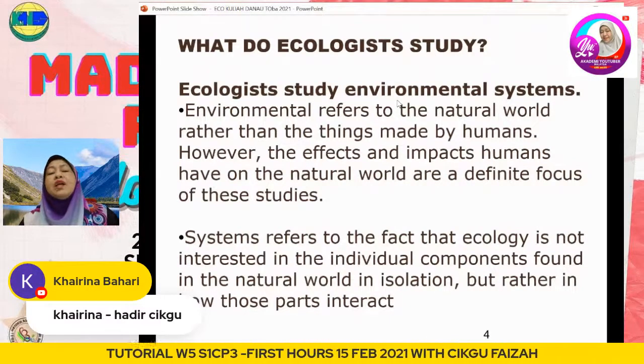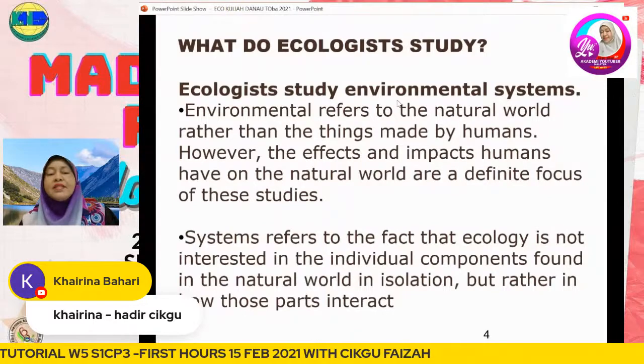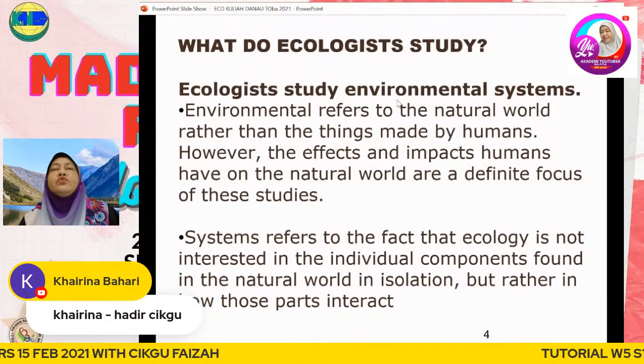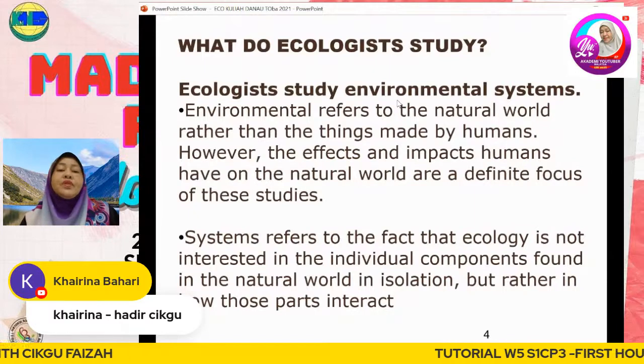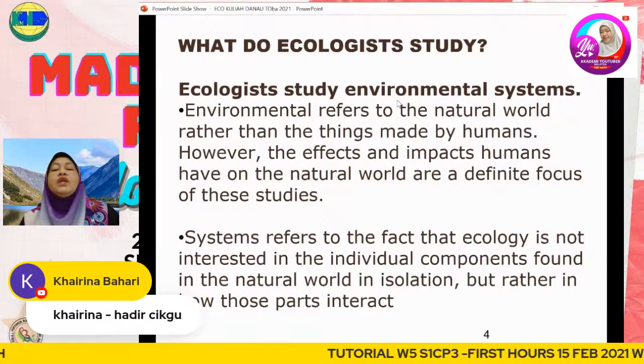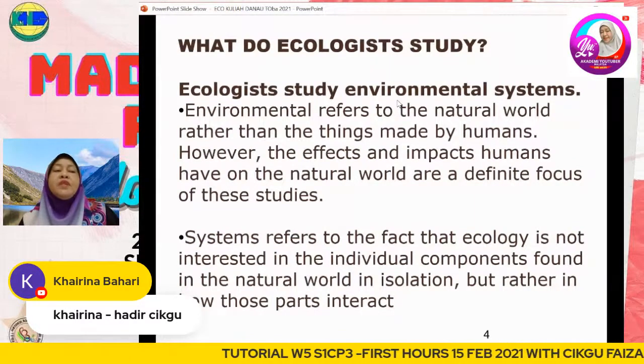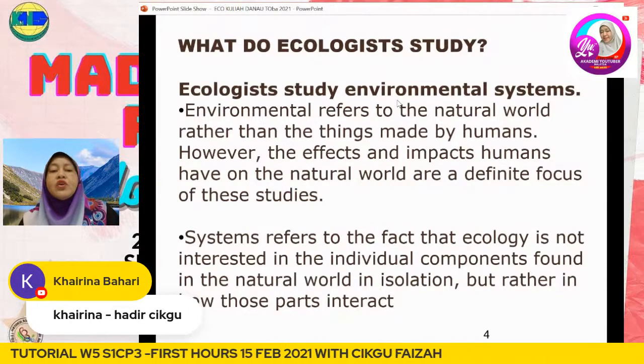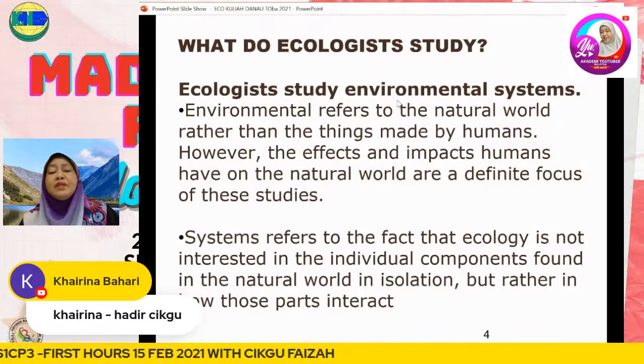Now, kamu akan lihat lebih global. Right? Your topic tu kita akan lihat lebih global. We are going to study about our ecosystem. Okay? So, those who love environment, you can be an ecologist. Okay? So, what ecology study? Okay, ecology study about environmental system.